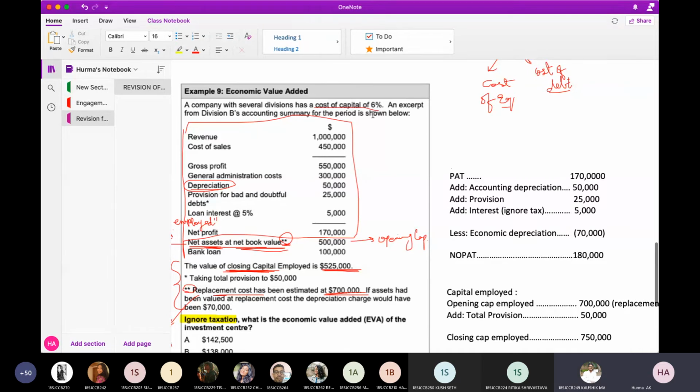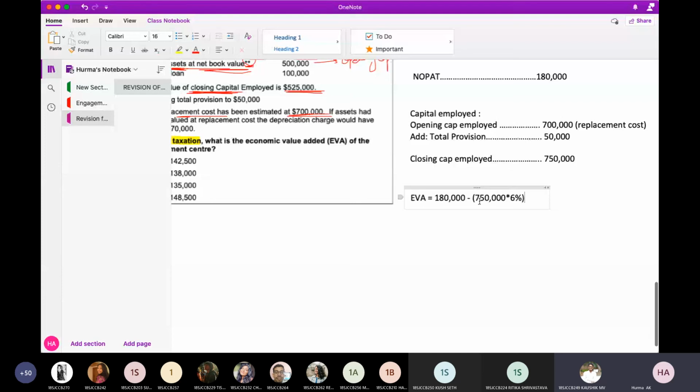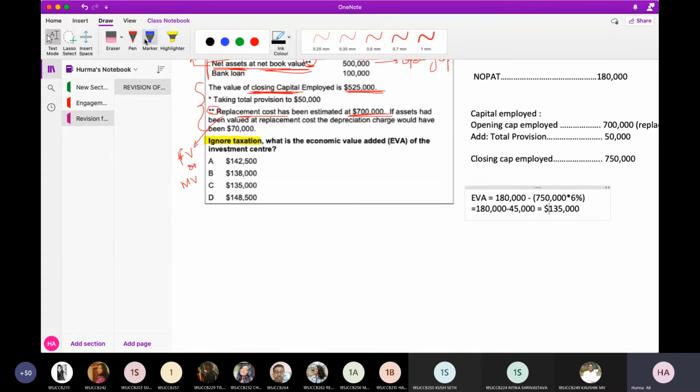So cost of capital is given to us at 6%. What is 6% of 750? 45,000. So now what is the answer? 1,35,000. So that's my EVA. You have that option there, 1,35,000, so your correct option is option C.